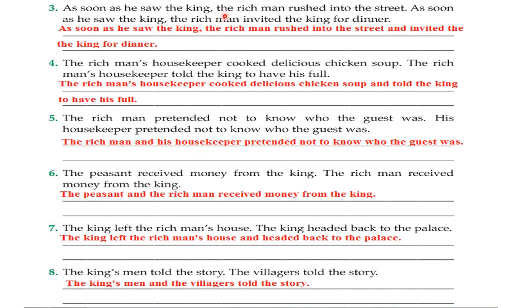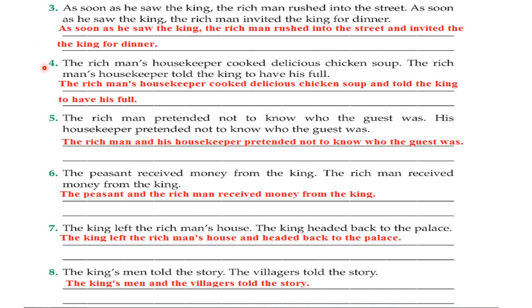So the subject in these two sentences is the same, the rich man. We have different verbs, rushed and invited, which means we have two different predicates for the same subject. So we write the sentence using a compound predicate. It becomes, as soon as he saw the king, the rich man rushed into the street and invited the king for dinner, because the subject did two things.